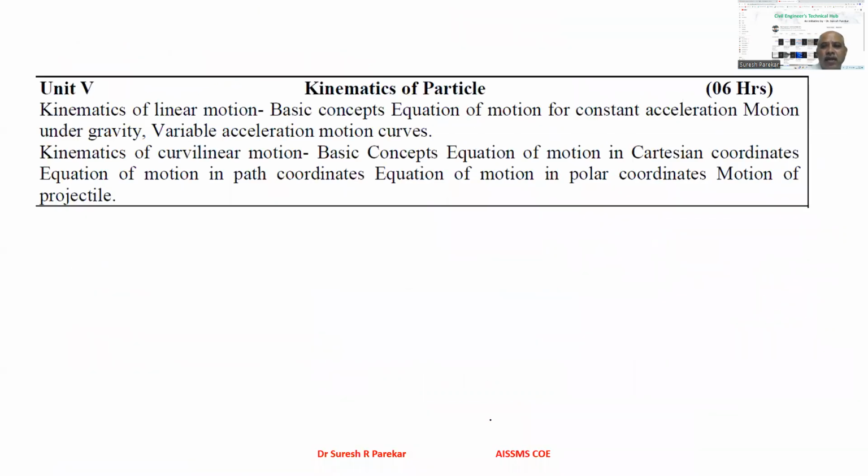In the last video, we covered curvilinear motion. Now in this video, we are with motion of projectile. What does motion of projectile mean? If we throw a ball, that ball will go up and then come down.